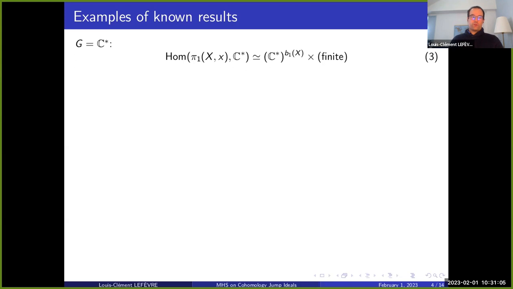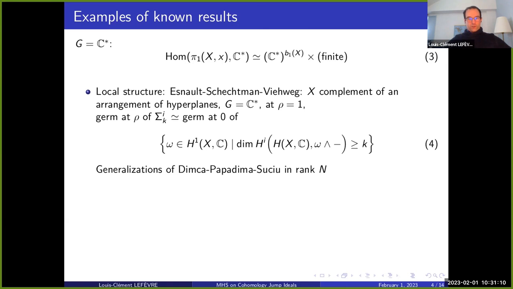One kind of result that was known in the early times of this study of jump loci, the result from Arapura, Schechtman, and Libgober, is that when X is a complement of an arrangement of hyperplanes, when you take G as C star and rho the trivial representation, then the formal germ at the representation rho of the jump loci is analytically isomorphic to the germ at zero of this subset. This is the subset of the vector space H1 of X with coefficients in C.